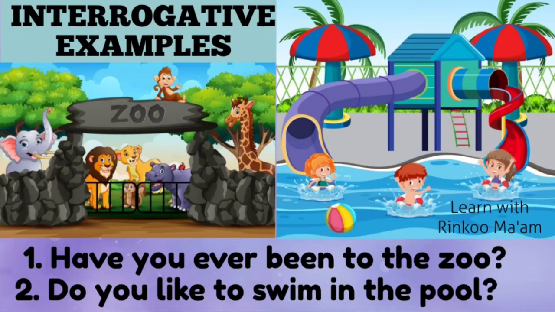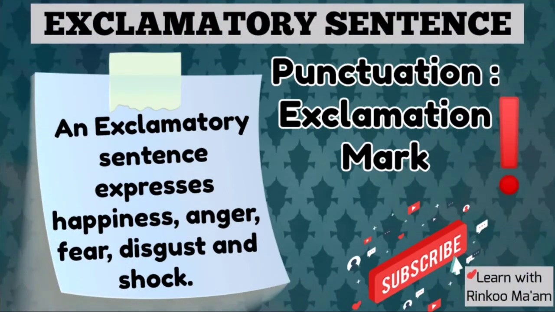Let's now move ahead to understand what is an exclamatory sentence. An exclamatory sentence expresses happiness, anger, fear, disgust, and shock. The punctuation mark that is used at the end of these sentences is exclamation mark.